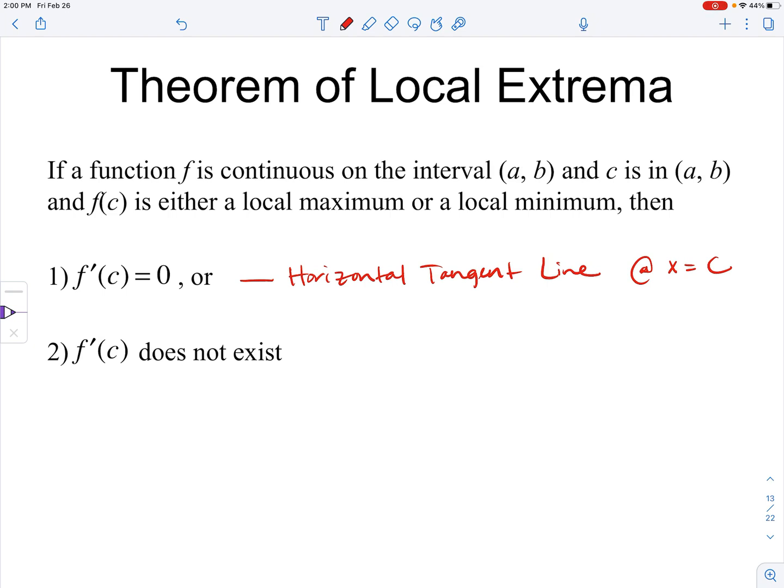Okay, f prime of c not existing means that there is a vertical tangent line or a sharp corner in the graph, which we have talked about before when the derivative fails to exist because there's potentially infinitely many tangent lines that you could draw. So either a vertical tangent line. An example of a vertical tangent line could be like cube root of x. Let me just sketch that graph for you.